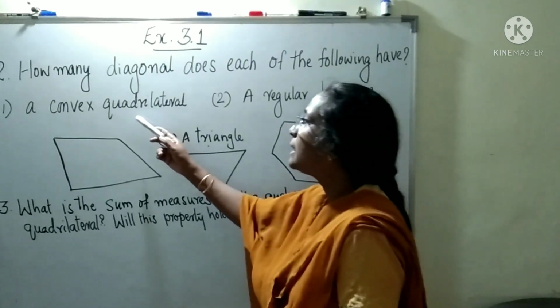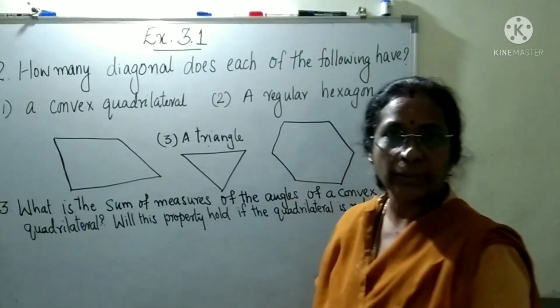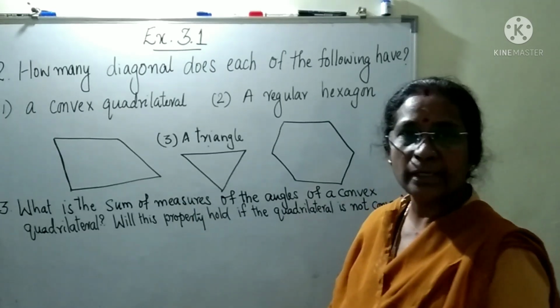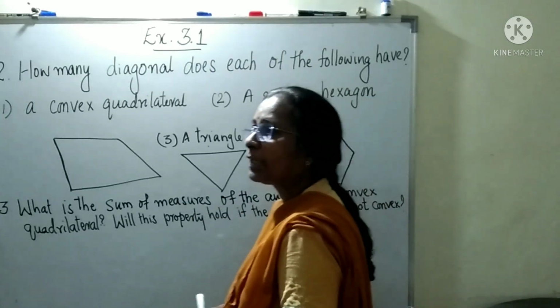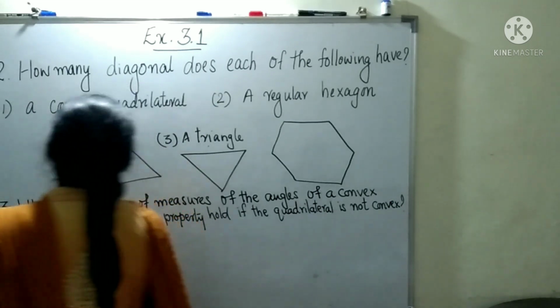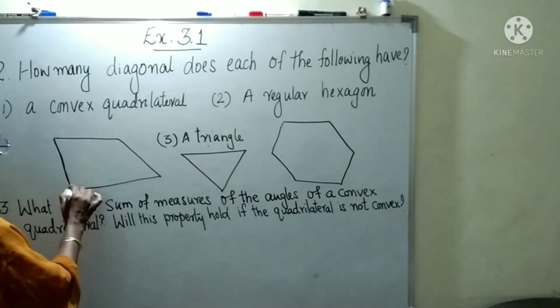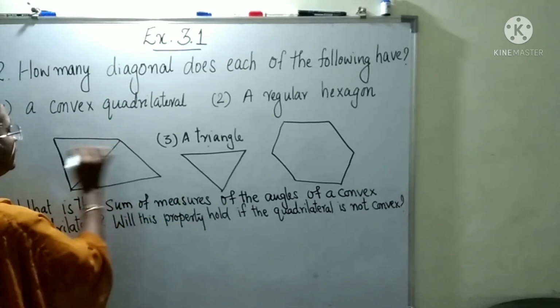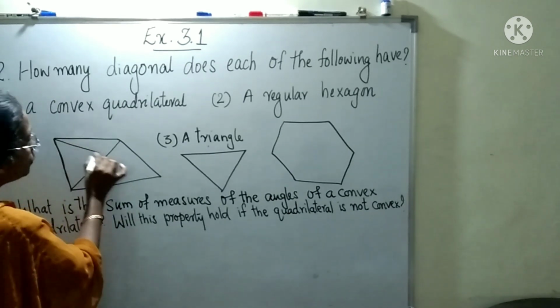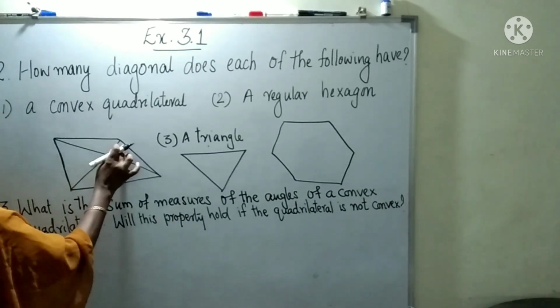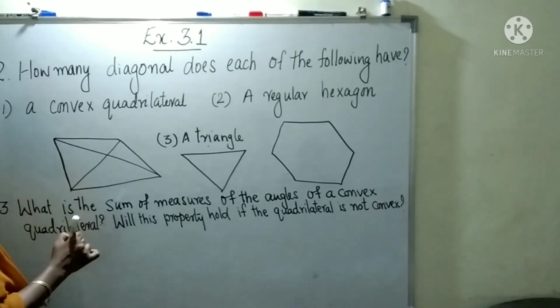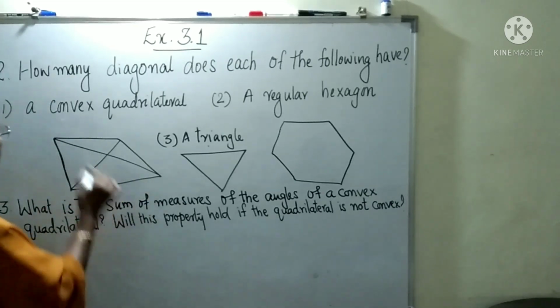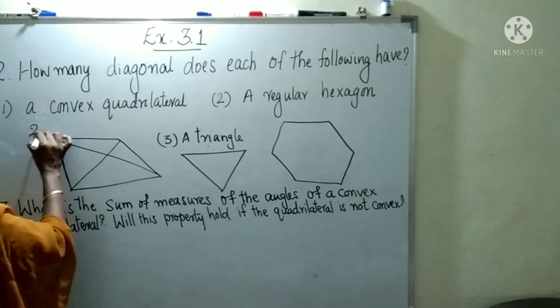The first one is a convex quadrilateral. A simple quadrilateral is there. Let us see how many diagonals can you draw. Here, from one point you can draw 1. And from here also you can draw 1. So total how many are there? 2 diagonals are there. So how many diagonals? 2 diagonals.